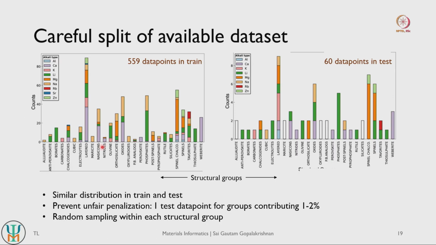For example, if you have only 1 or 2 data points within your training data set for a given structural class, we did not include that in our test set because that would unfairly penalize our model. Right, and we ensured that for each structural group we randomly sampled within the group. So there is no unfair penalization of underrepresented groups, and as much as possible we tried to ensure that the distributions in our training and test set were fairly similar.